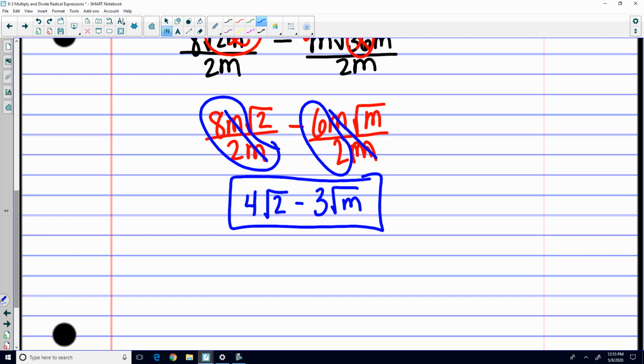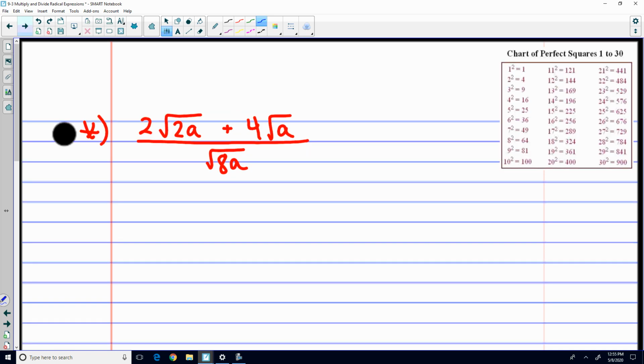All right, I got a couple more problems because I think this is tricky. I have a radical in my denominator again. I must rationalize.